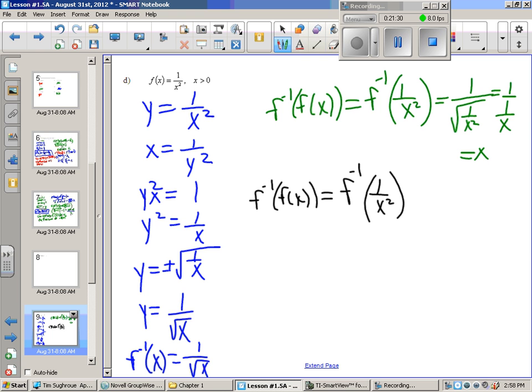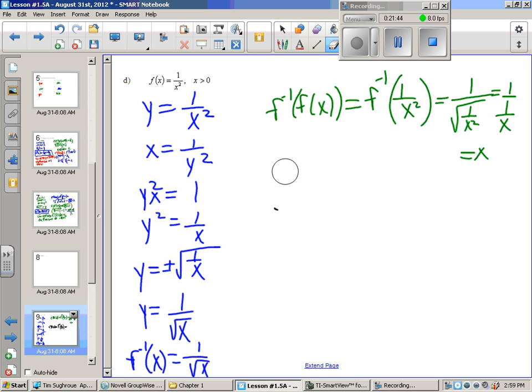Now crank that into the inverse. When we crank that into the inverse function, that's the direction I just did it. Let's go back, do it the other direction. Okay? So f of f negative 1 of x.